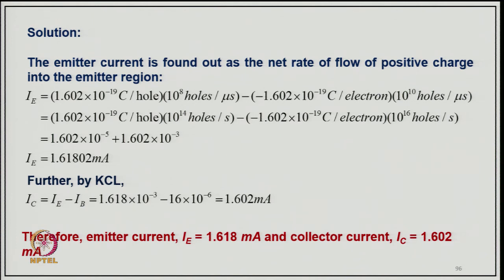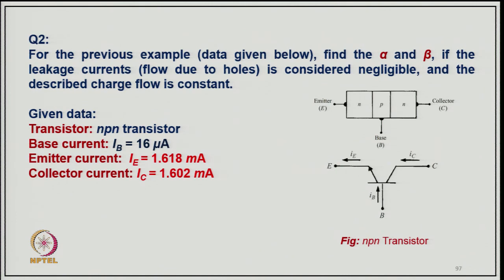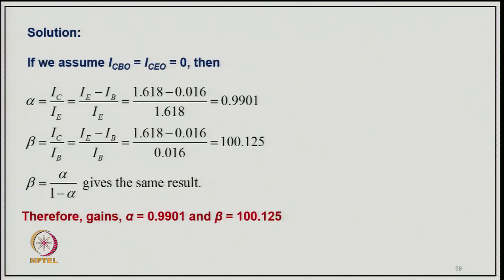And you can find the alpha from here as well. Coming to the second example: for the previous example data given here, find alpha and beta if the leakage current due to the holes is considered negligible, and describe the flow of current. Here it is an NPN transistor, and IB equal to 16 microampere, IE equal to 1.618 and IC equal to 1.602, as given here. If we assume ICBO equal to 0, then alpha is IC upon IE, or IC upon IC plus IB, and putting in the values we get 0.991. Beta is IC upon IB, and putting in the values it gets about 100. So, this is the current gain, quite high, of the order of 100. Beta equal to alpha upon 1 minus alpha gives the same result, and again we get alpha equal to 0.991 and beta 100.125.